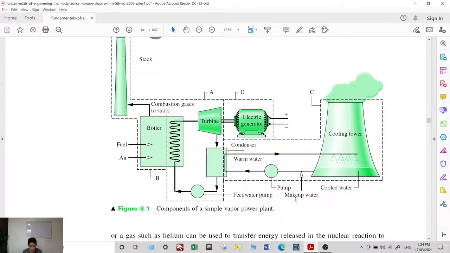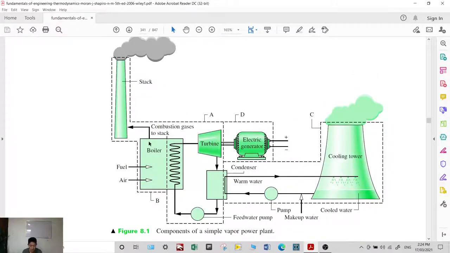Okay, for a simple vapor power plant, these are the components. You have the stack, the boiler, turbine, condenser, feed water pump, the generator and the cooling tower. So from the sources of fuel, it could be coal or diesel, you mix it with air, then it will combust. You have the heat transfer from the combustion gases. You allow the combustion gases to give off their heat into the water. Okay, heat exchange. And then the combustion gases pass through the stack. Some of the particulates are being removed.